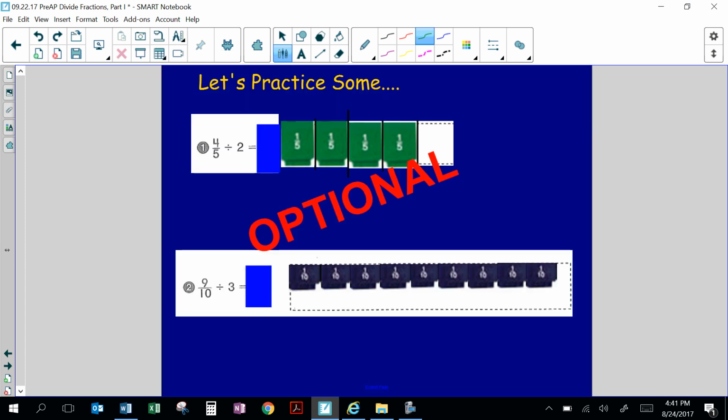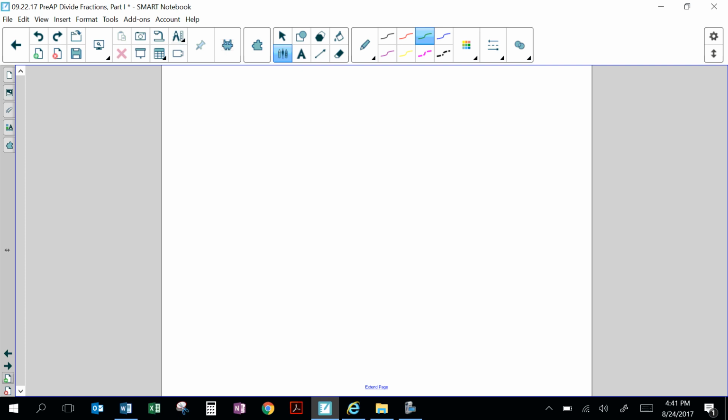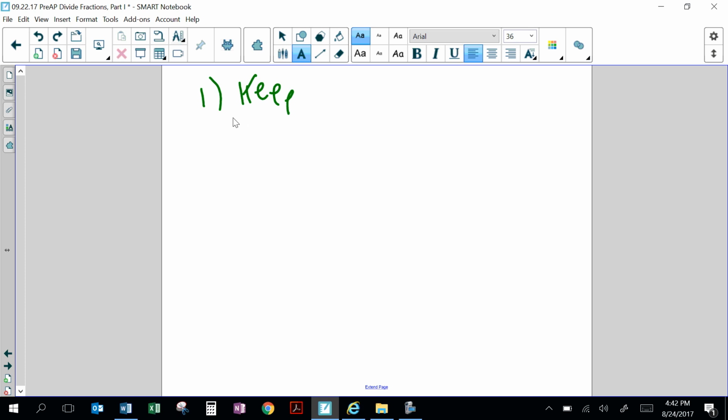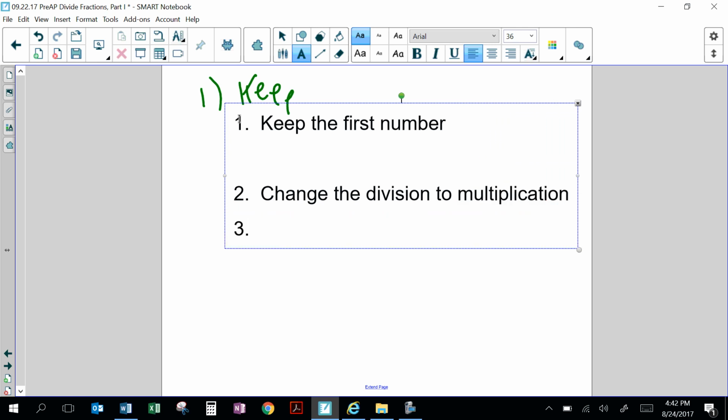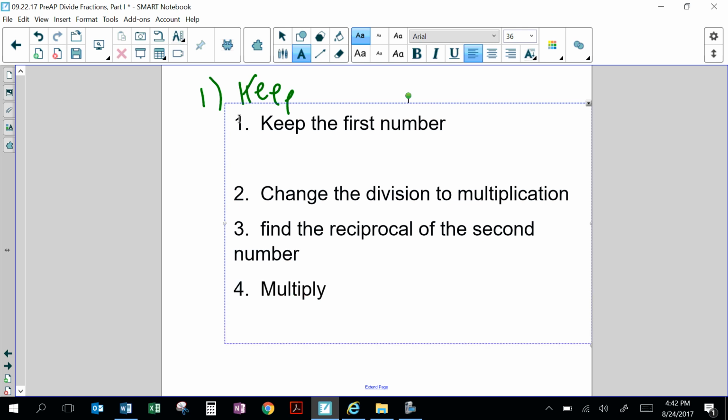So how do we divide fractions? Number one, you keep the first number. Number two, you change the division to multiplication. Number three, you find the reciprocal of the second number. Number four, you multiply. And step five, simplify if needed.